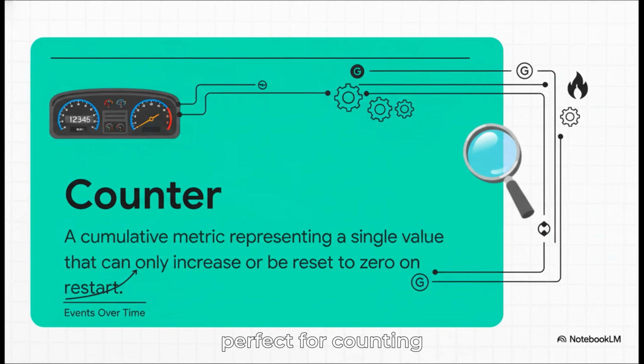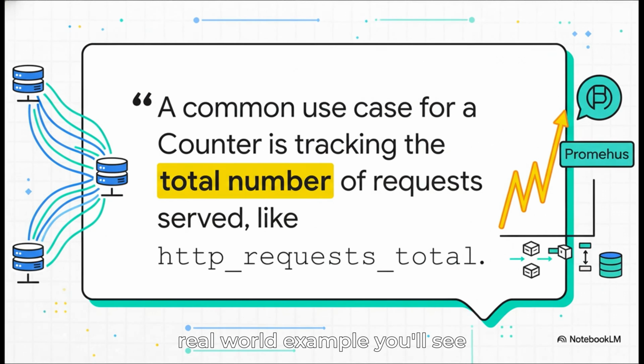It's absolutely perfect for counting things that accumulate, like the total number of events that have ever happened. A perfect real-world example you'll see everywhere is HTTP_requests_total. Every time a request hits your server, this number just goes up by 1. It never goes down. The only way it goes back to 0 is if you restart the whole service.